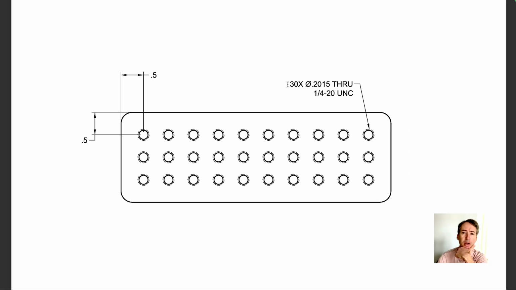So I have 30 drilled and tapped holes. So we're going to put the origin here at the corner. So it's a 1/2 inch in X and Y to this first hole, and then it's a 1/2 inch grid pattern to all these other holes. So as far as the location of those holes, that's pretty straightforward. So the first thing we're going to do is spot drill.